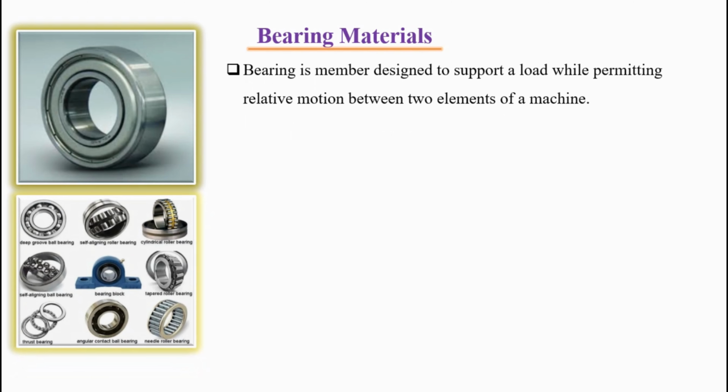See, a bearing is a member designed to support a load while permitting relative motion between two elements of a machine. Very well explained and very well written there. Please see guys, try to understand. It is very easy to learn. A bearing is a member designed to support a load while permitting relative motion between two elements of a machine. So why are we using bearing, or what is the function of bearing?